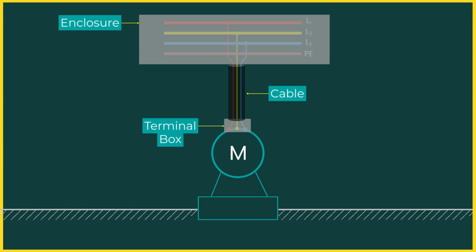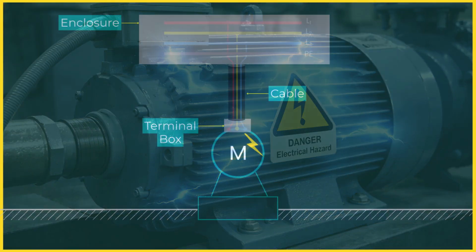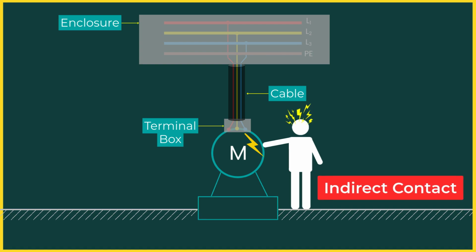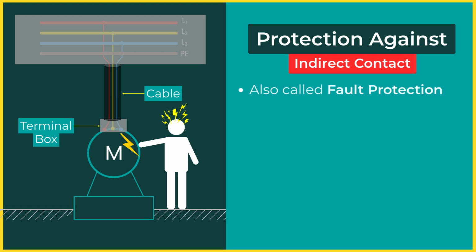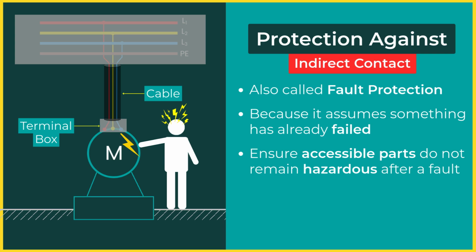But electrical systems do not remain perfect forever. Insulation can fail. Internal faults can occur. When that happens, parts that are normally safe to touch, such as switchgear panel enclosures or motor frames, can unintentionally become live. This creates the second situation of danger, known as indirect contact. Protection against indirect contact is also called fault protection. Why fault protection? Because it assumes that something has already failed. And its purpose is to ensure that accessible parts do not remain hazardous after a fault.